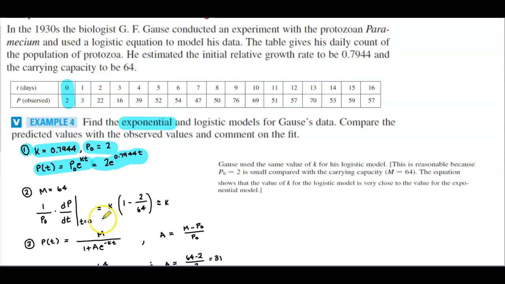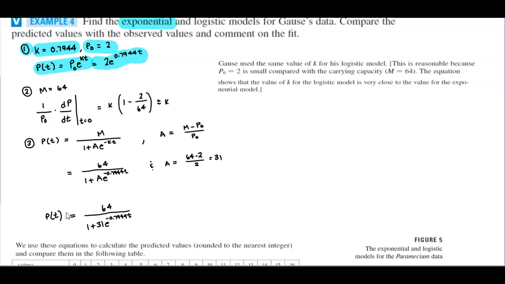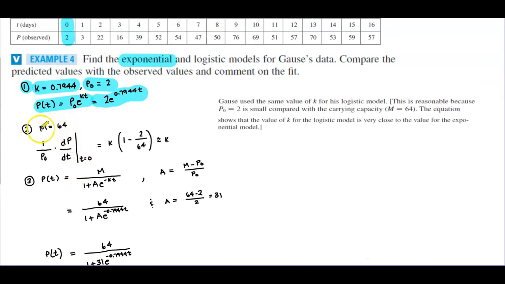Now, for number 2, we want to be able to determine, okay, what is the logistic model? Well, before we do that, we know the carrying capacity is m, which is equal to 64. And we have 1 over the initial population times the derivative of p with respect to t, where t is equal to 0. So we have k, which is the constant, times 1 minus the initial population 2 divided by the carrying capacity, which is 64. And that's approximately k.